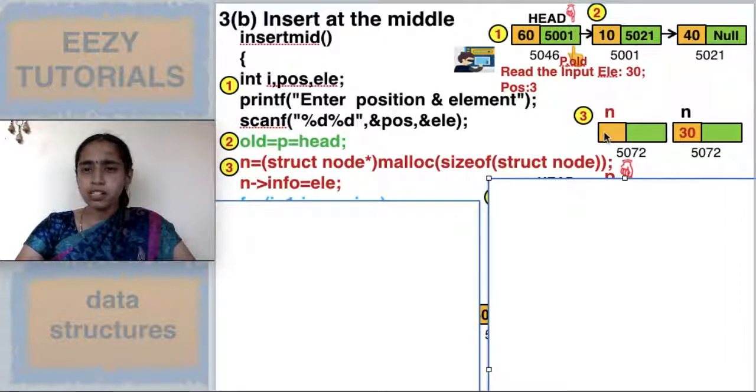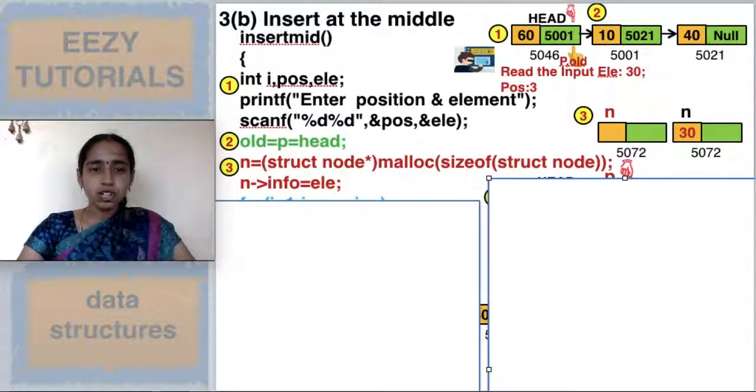To perform this task, first I should reach this position, right? The new node has to be inserted at position 3. Before 3, 2 is there. After 3, 4 is there, if this is the third node. So I want to reach this point and this point so that I can make a link. So my next task is to reach the previous and after position of the new node.